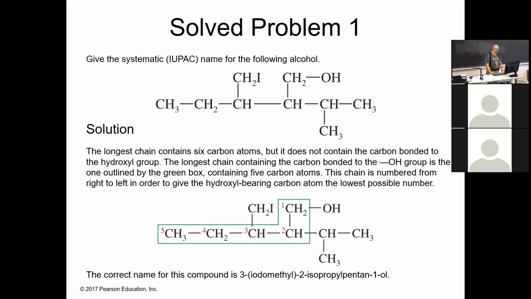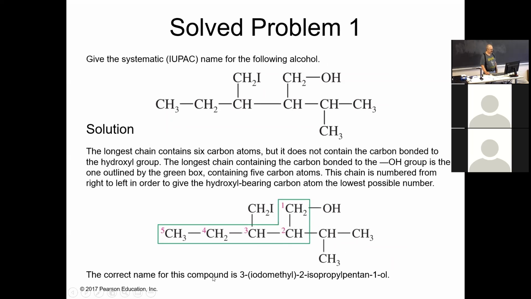Okay, so name this compound. The longest chain that contains the OH would be this one right here, 1, 2, 3, 4, 5. The longest chain in the compound is 6, but we want to use this chain right here because it contains the dominant functional group. So the main chain here is 5. And substituents, this would be an iodomethyl. This would be an isopropyl.